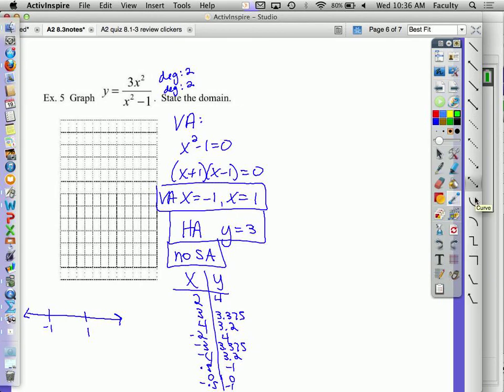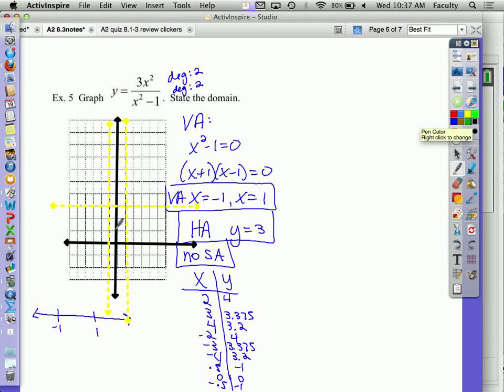So let's start with our grid and do our asymptotes. Love playing with the colors. I've got x equals -1, x equals +1, y equals 3. Yay, that's so nice. Do make sure that you're making a scale somewhere that lets me know how many tick marks you have.